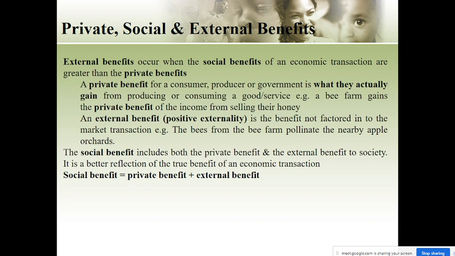External benefits occur when the social benefits of an economic transaction are greater than the private benefits. A private benefit for the customer, producer, or the government is what they actually gain from producing or consuming the goods and services. And the external benefit, something with a positive impact, is the benefit not factored into the market transaction. For example, the bees from the bee farm pollinate the nearby apple.